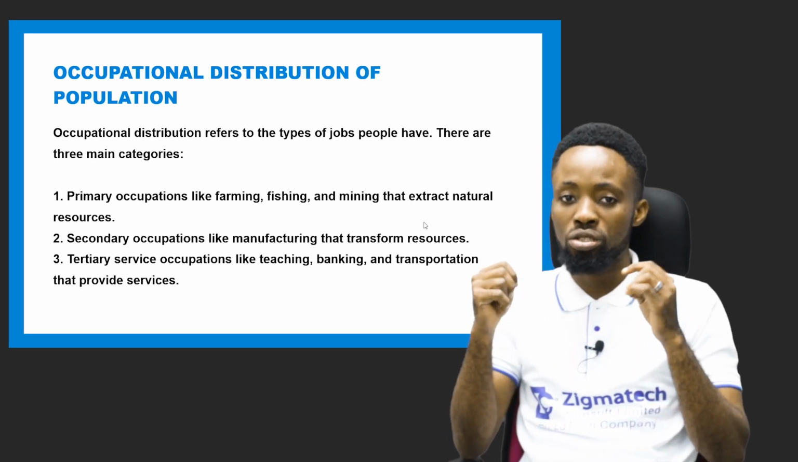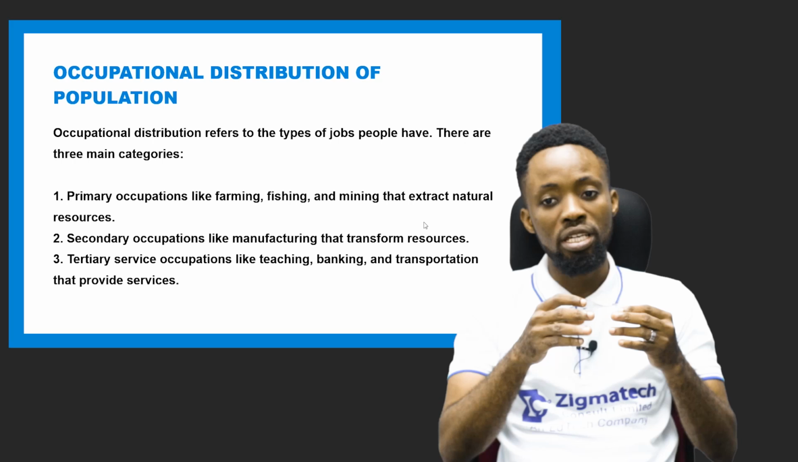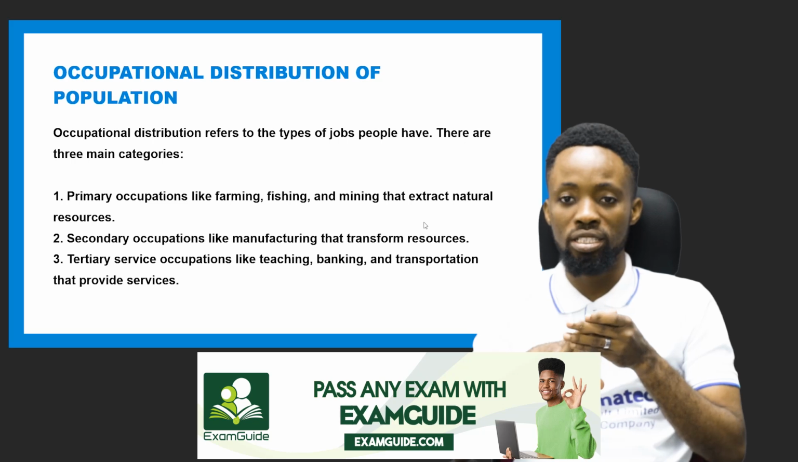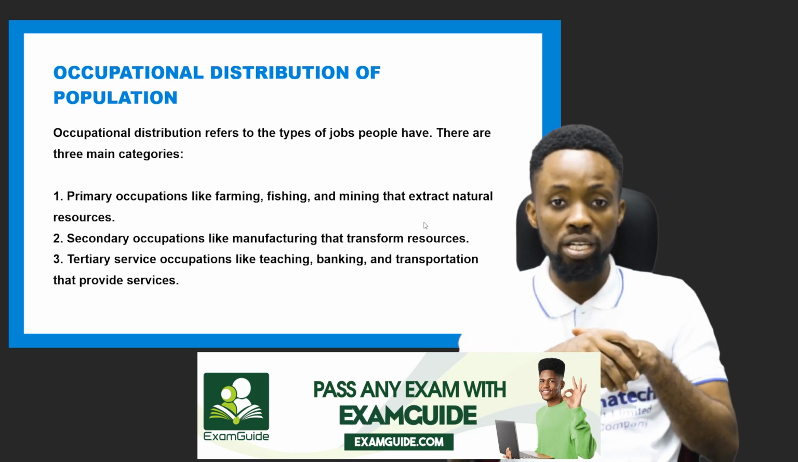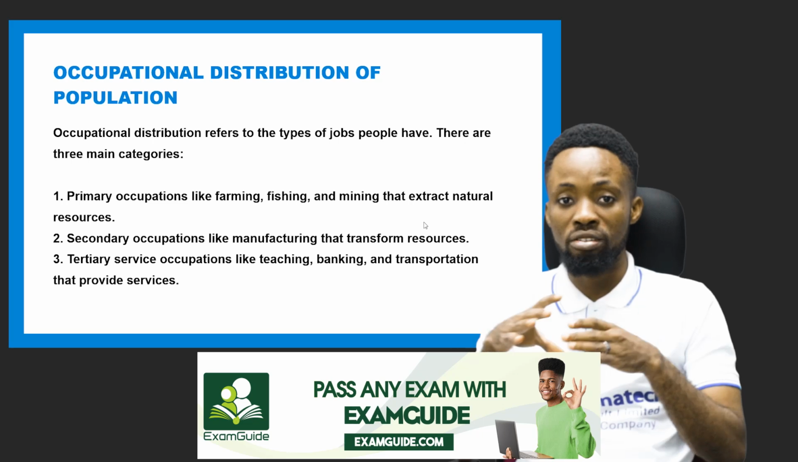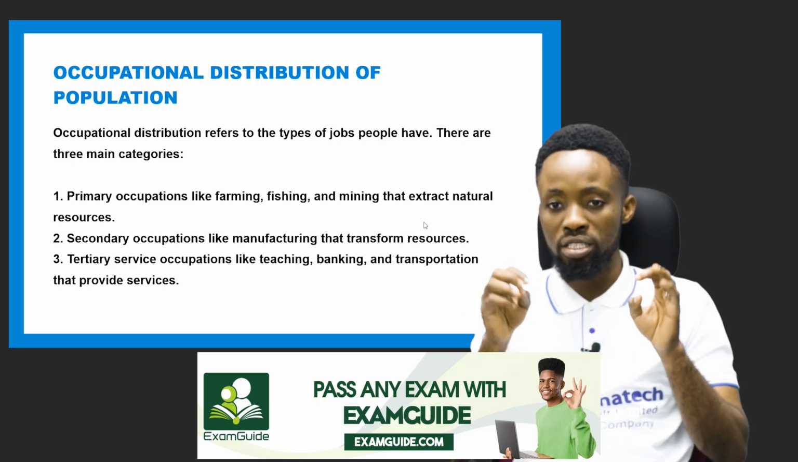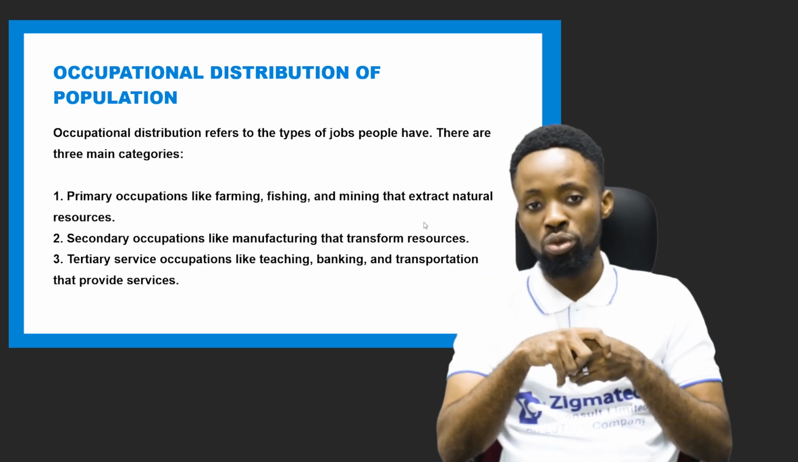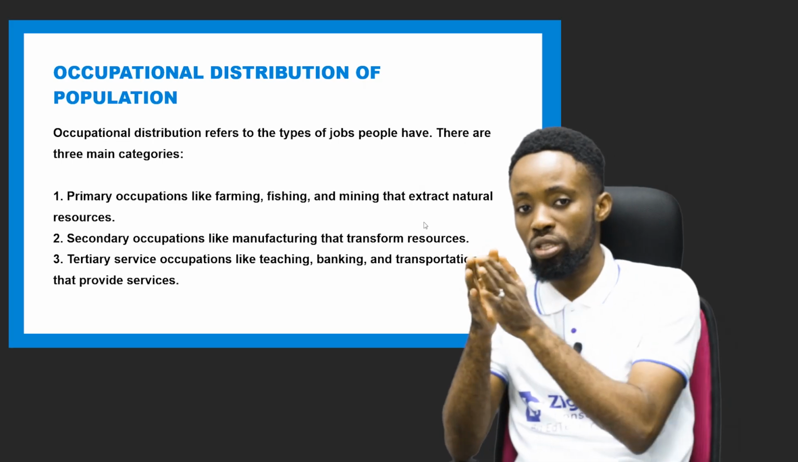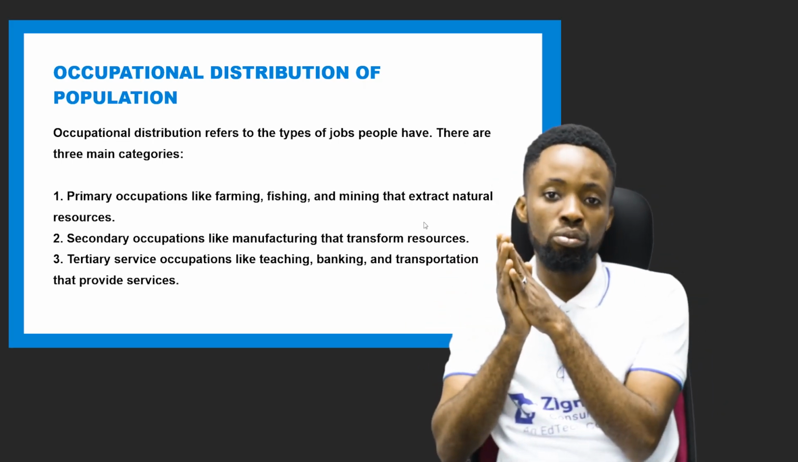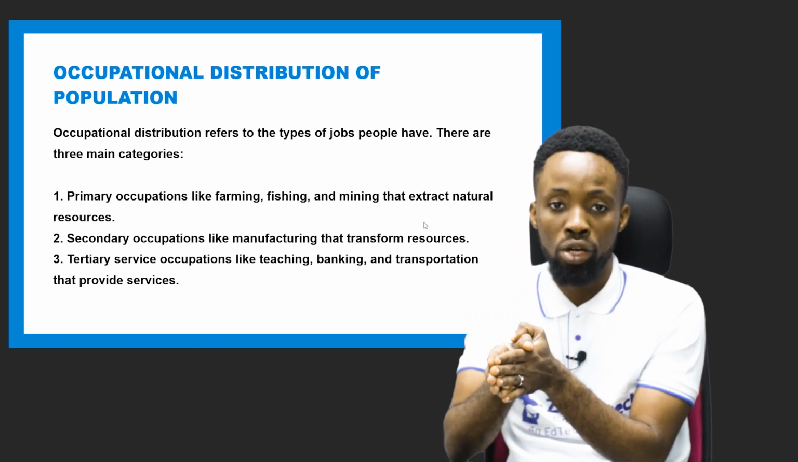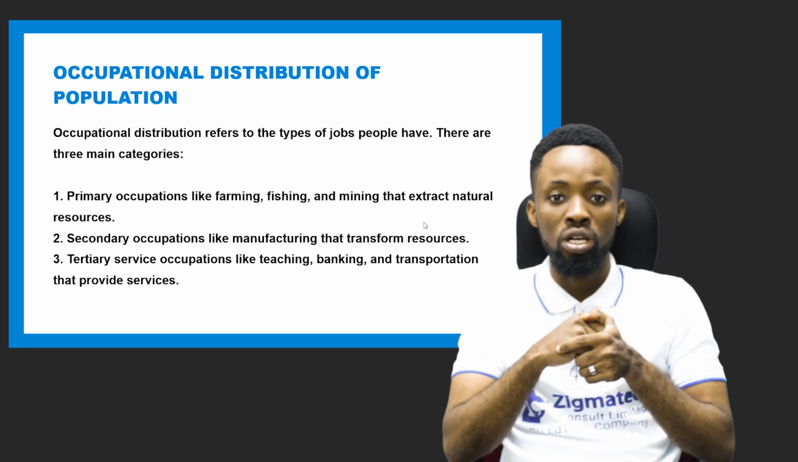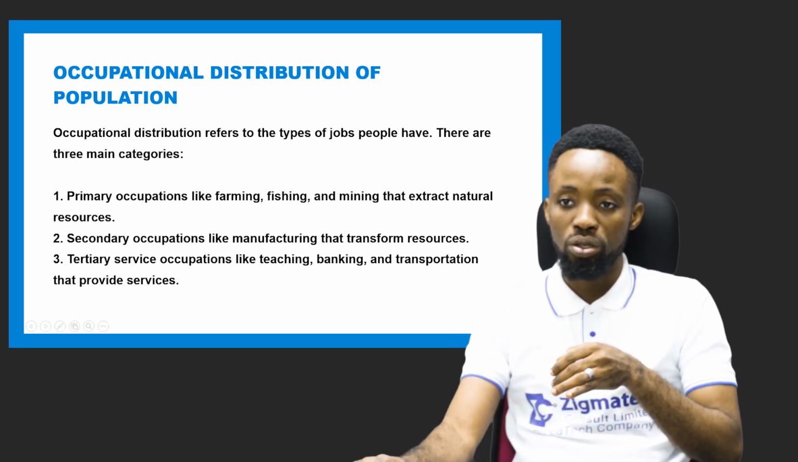And the third occupational distribution in Nigeria is the tertiary service occupation. So the teachers, the bankers, the transport service providers, and other agencies around fall under this category. Their job is basically to render services to people. People in this category of the working population don't manufacture anything, they don't interact with nature, but instead they render services to people and they get paid in return.